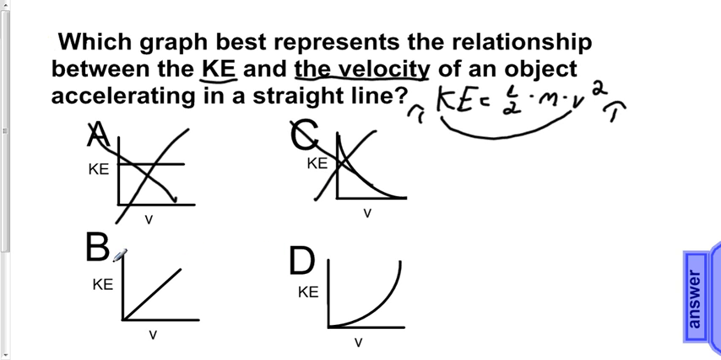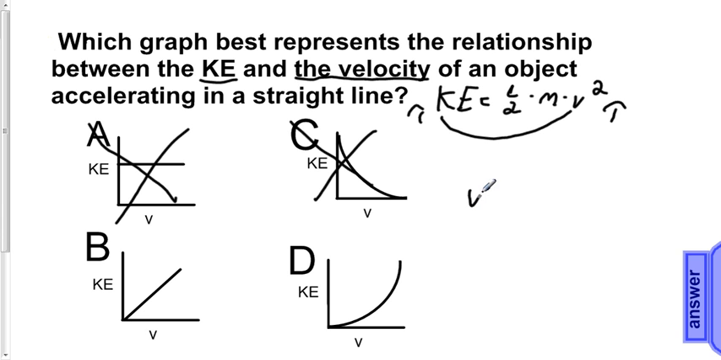First, let's examine graph B. Graph B shows that kinetic energy and velocity must have a linear relationship, meaning that as velocity increases, kinetic energy must increase by a constant value. Allow me to illustrate why graph B is wrong.